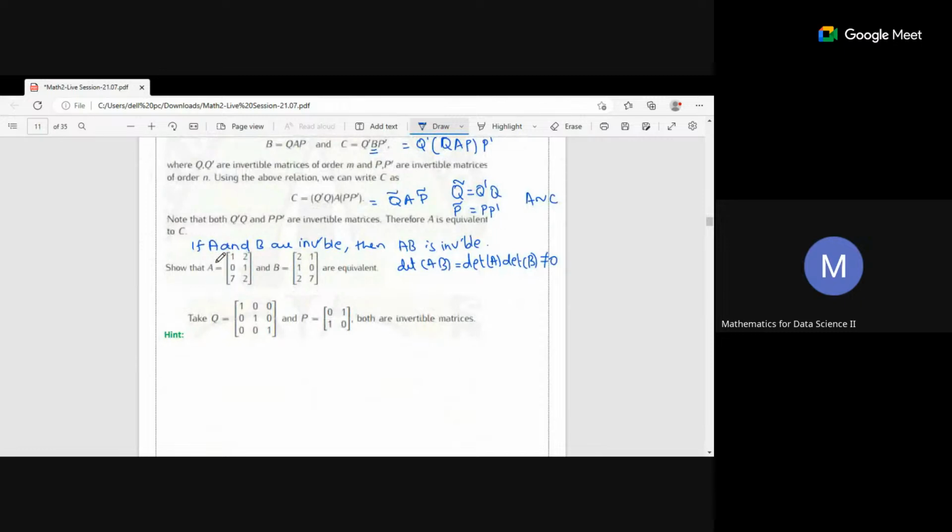Show that A is equal to 120172 and B is equal to 211027 are equivalent. So what do we need to prove to show that two matrices are equivalent?